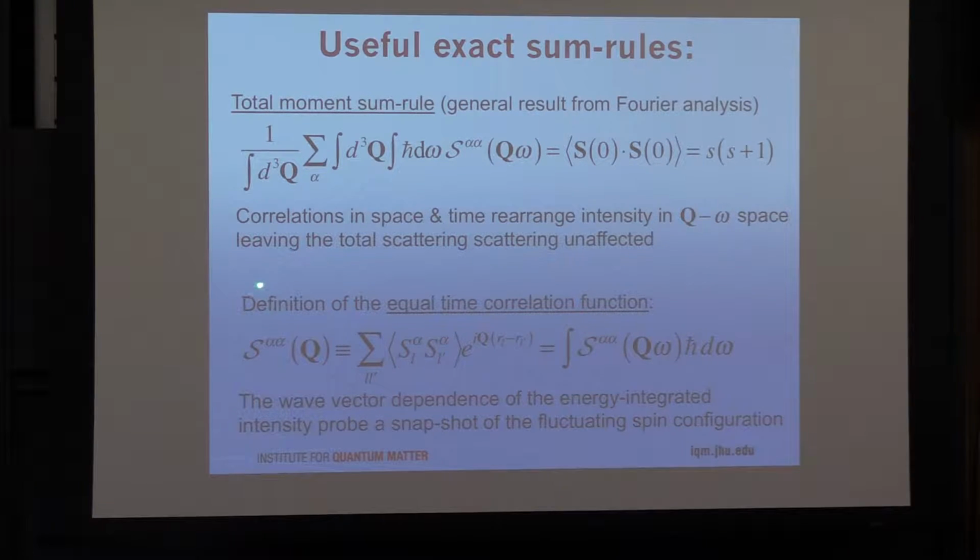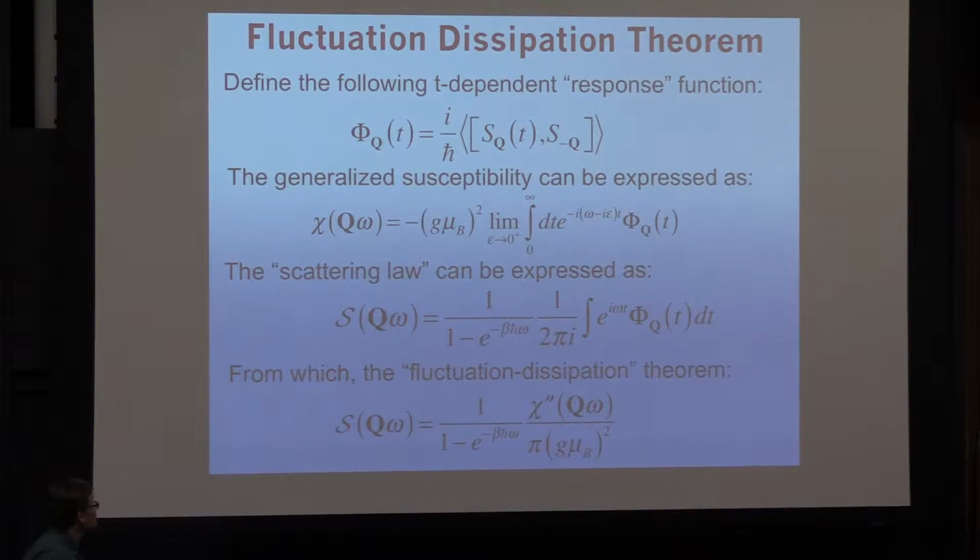We also sometimes talk about the equal time correlation function, which is when I take an energy Fourier transform of the inelastic scattering that produces this entity. That may be described as a spatial Fourier transform of a snapshot of the quantum fluctuating spin configuration. And so I can extract from the wave vector dependence of this entity an equal time correlation length. And we'll see that employed in various examples.